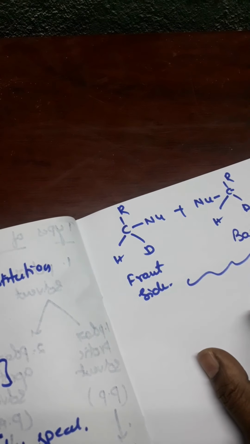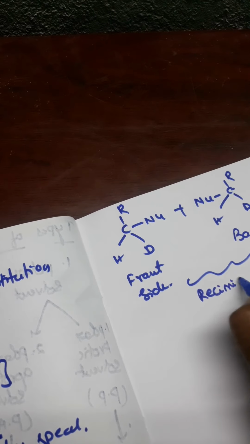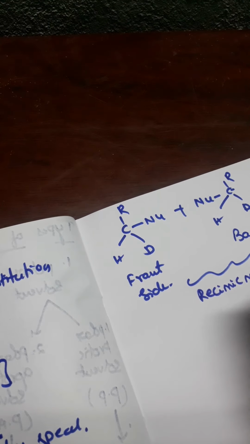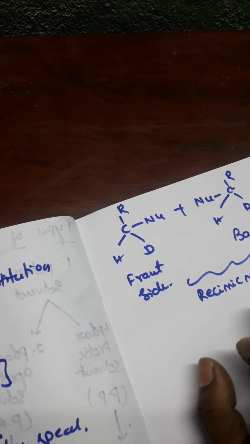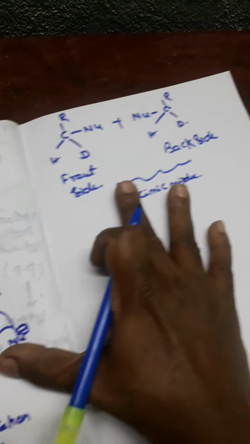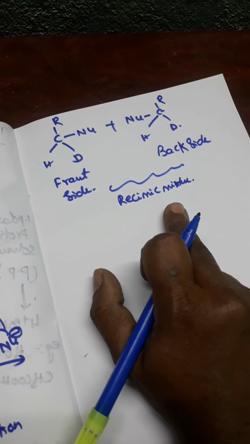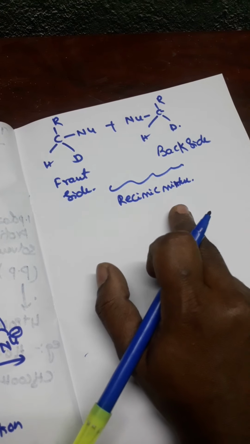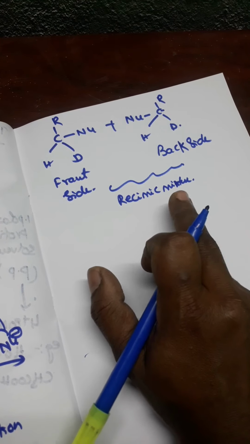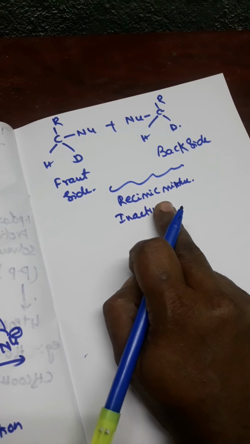These two are called a racemic mixture. Why? Because if we pass these two through plane polarized light, one molecule will rotate to the right side and one molecule will rotate to the left-hand side. Both rotations cancel each other, with no net result, and the light is optically inactive. These are called a racemic mixture.